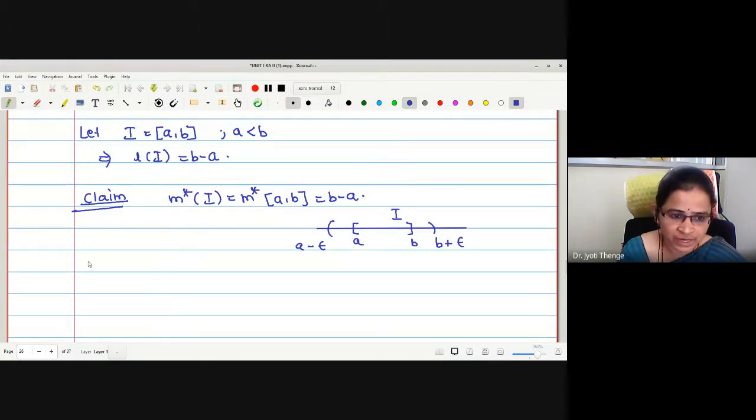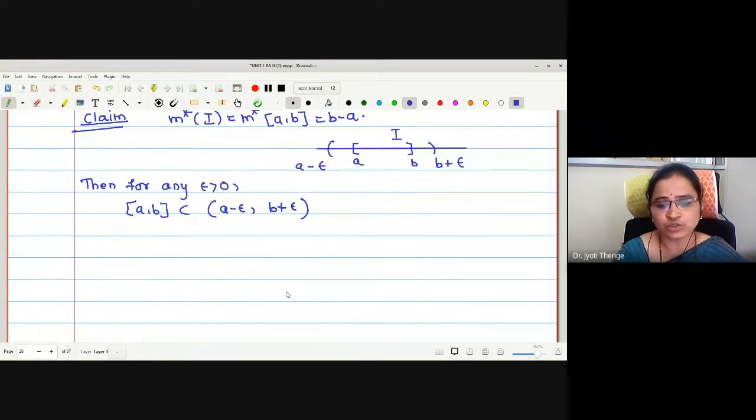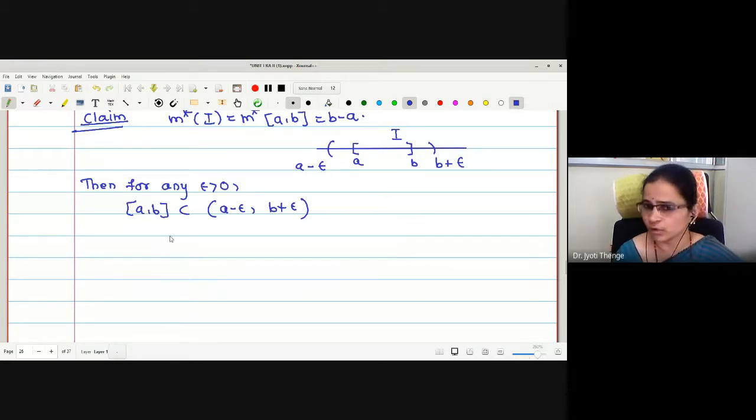So shall I write here: for any epsilon greater than 0, the closed interval [a, b] is contained in (a minus epsilon, b plus epsilon). Now assuming this to be my open covering, how many such open coverings are going to exist? Infinite? For every epsilon there is one open interval which works as the open covering. Therefore, let us assume that there are infinite open coverings and we will find the outer measure.